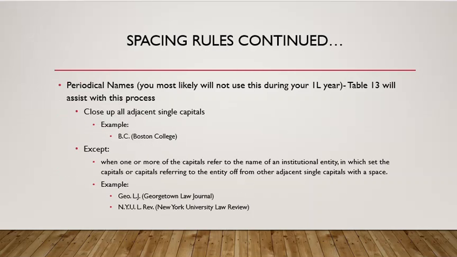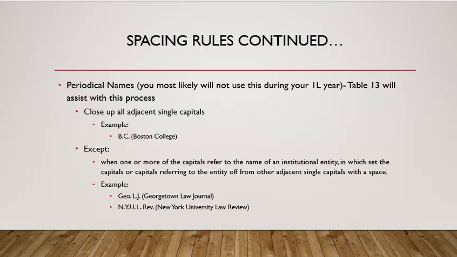Spacing rules continued. Periodical names: you will most likely not use this during your 1L year, but if you do decide to go on to journals and things like that, this will be useful for you, and you can look at Table 13 to assist you with this. Close up all adjacent single capitals. For example, Boston College Law Review is abbreviated B period C period, no spaces, except when one or more of the capital letters refers to the name of an institutional entity, in which case you set the capital or capitals referring to the entity off from other adjacent single capitals with a space.